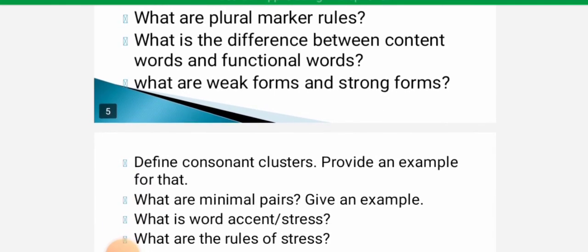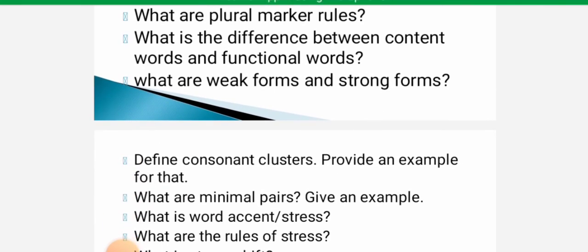Next, define consonant clusters. So what are consonant clusters? Consonant clusters are two or three or four consonant sounds in a row. Otherwise we can say two, three, four consonants may come together. For example, black, BL, right? Desk, SK, and PT, like end up, helped, right? These are consonant clusters.